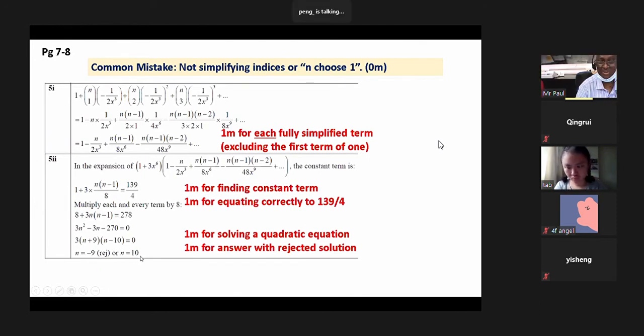Cannot. Yes, cannot. Not bad, Jonathan, but cannot. Because you look here, read. 1 mark for solving quadratic equation. Jonathan, so messy. Sorry, Jonathan.